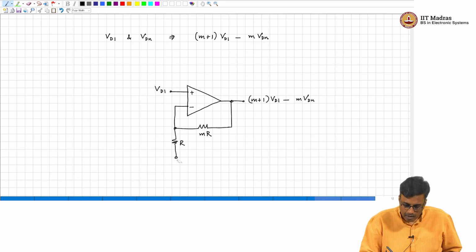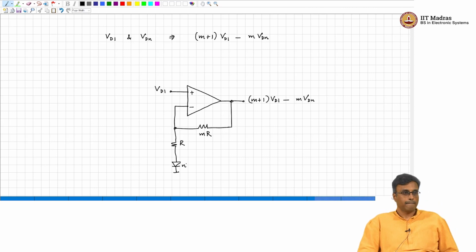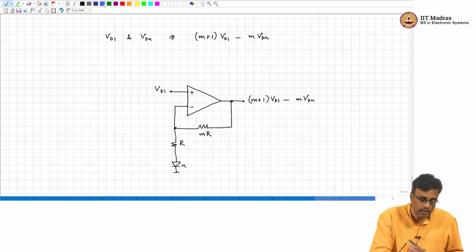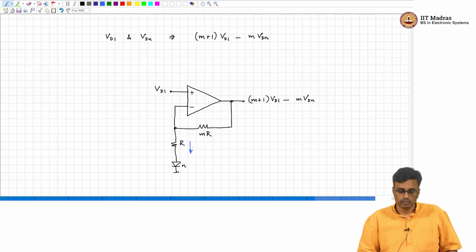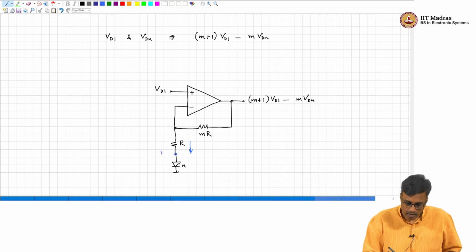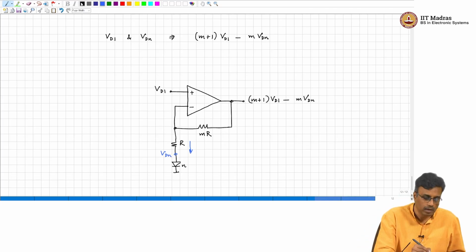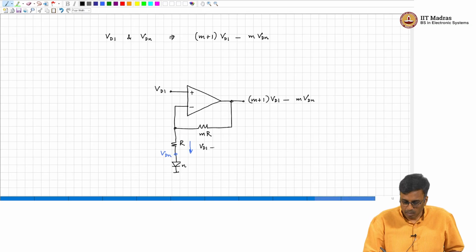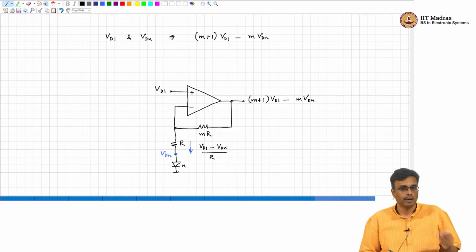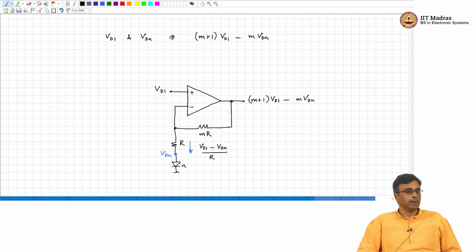So, basically to get VDN we simply put a diode of size n, correct. So, what will be the current flowing through this diode? This is VDN. What will be the current flowing through that diode? VD1 minus VDN by R. All right. Okay. This is that.